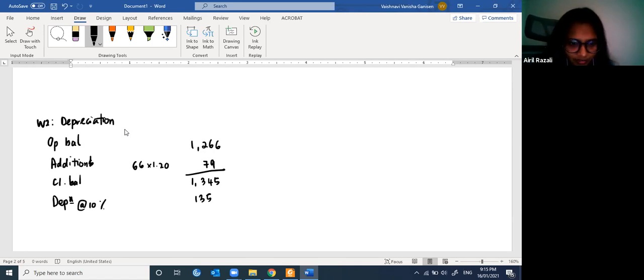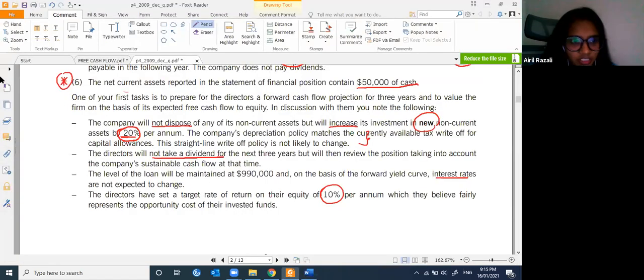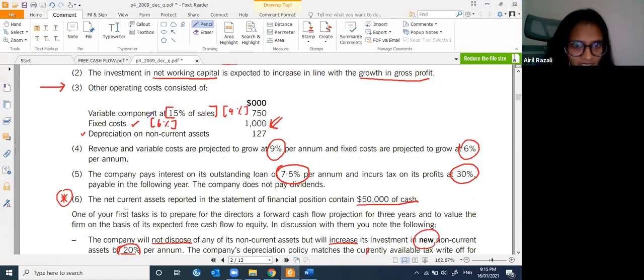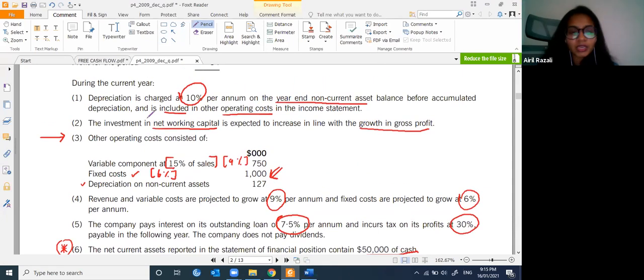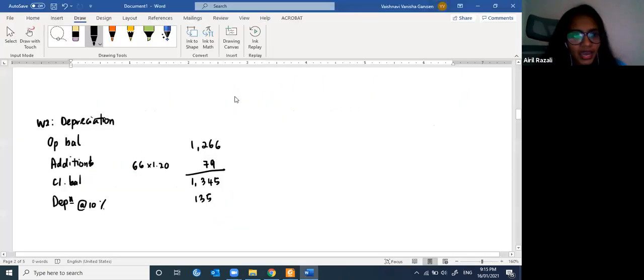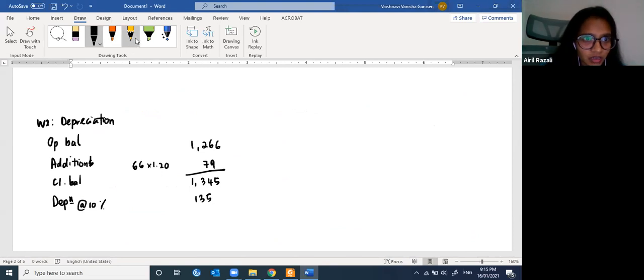134.5, so I say 135. Okay, now just to go back to explain something to you. Why do I take depreciation and then multiply it by 10% of the closing balance? Why do I do that?